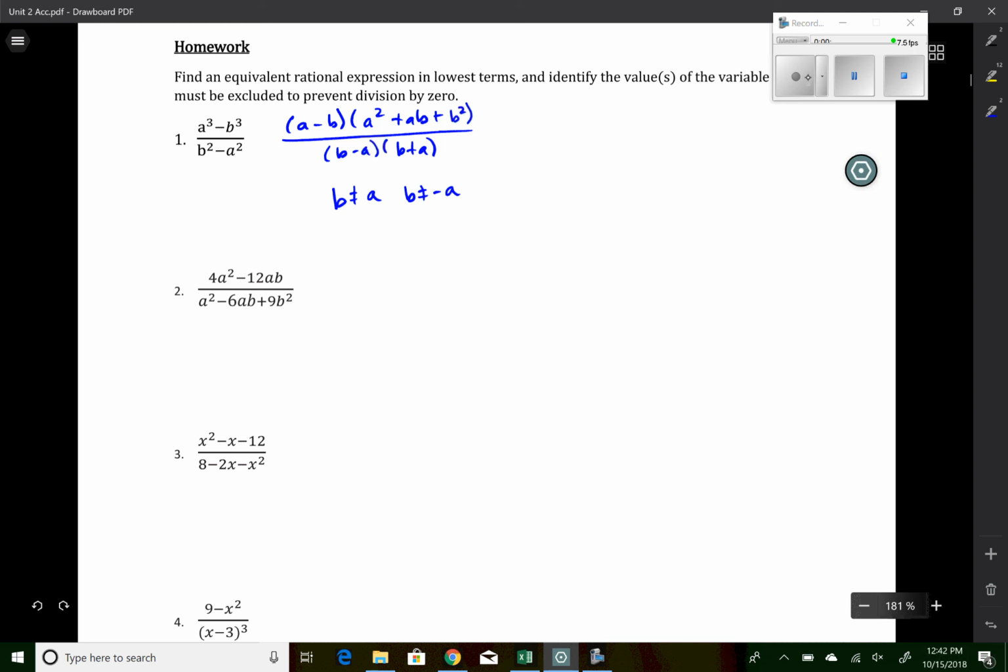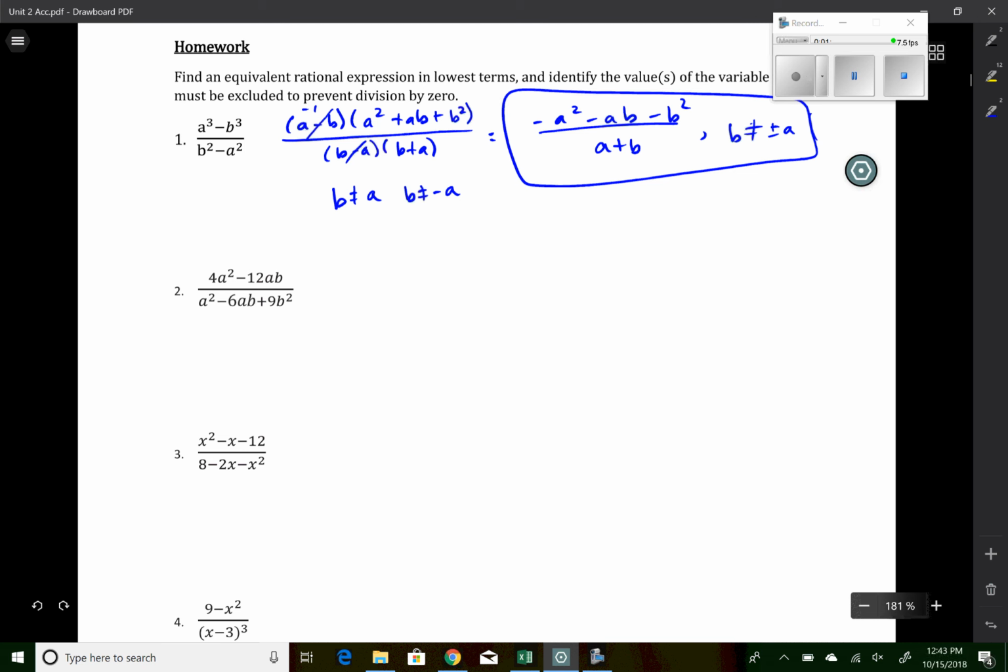And I also notice that the first parenthesis reduces to a negative 1. So I can rewrite this answer as negative a squared minus ab minus b squared all over a plus b, where b cannot equal positive or negative a. That would be our answer. Now, because of the negative, I can actually rewrite that answer a couple different ways. That would just be one equivalent answer.